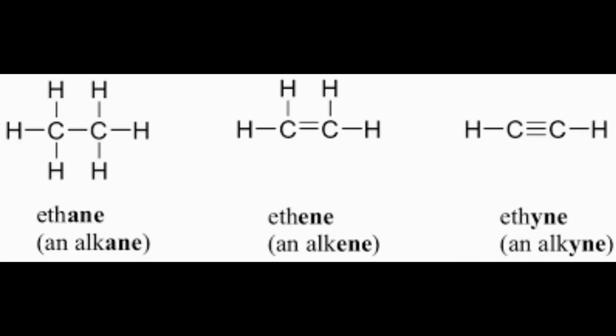Next, check to see what the largest carbon-to-carbon bond type is. This will determine what the end of your root will be. If it's all single bonds or alkanes, it'll be ane. But if there's a double bond or an alkene, it'll be ene. And if there's a triple bond or an alkyne anywhere, even if there are alkenes, the root will be ine.